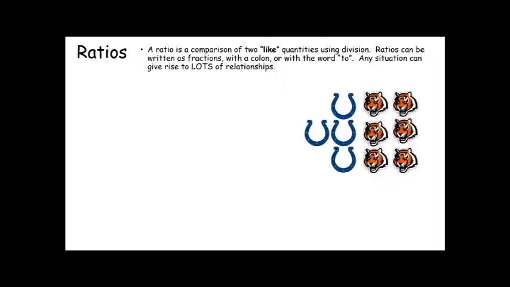So, for example, I live in the Cincinnati area, so I have two football team logos here, the Indianapolis Colts horseshoe, as well as the Cincinnati Bengals Bengal tiger. And if I wanted to compare these two things, notice that I have four Colts logos, 1, 2, 3, 4, and 1, 2, 3, 4, 5, 6 Cincinnati Bengals logos. Suppose I ask you to give me a ratio in simplest form that compares the relationship of Bengals logos to Colts logos. I'm asking you to compare the Bengals to the Colts.